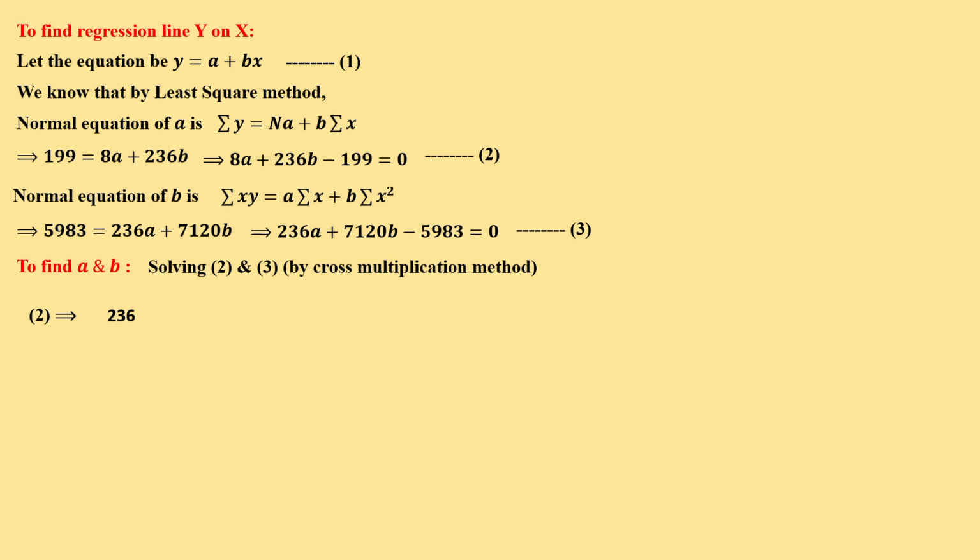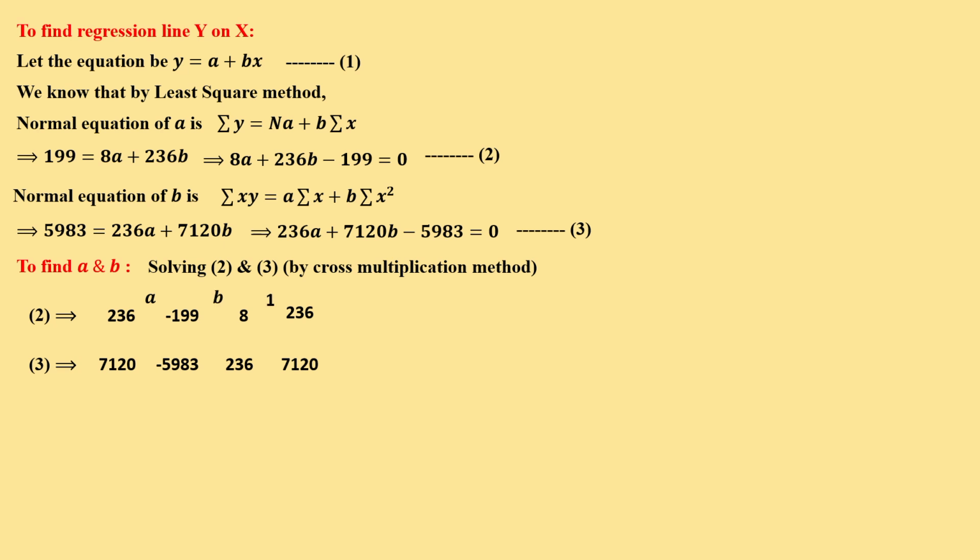From the center you have to start on the right side, then come to the left side, the first term, right? 236, minus 199, 8, then 236, the starting point. Similarly, from the third equation you have to write: first coefficient of b, 7120, minus 5983 constant term, then coefficient of a, 236, then coefficient of b, 7120. So that is a, this is b, this is 1, right?